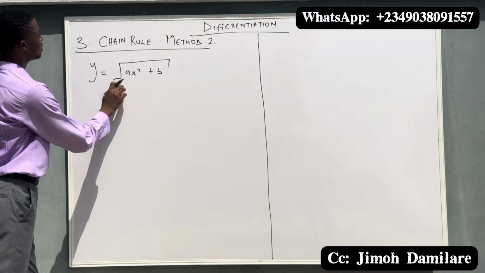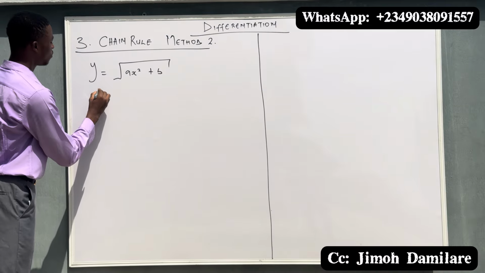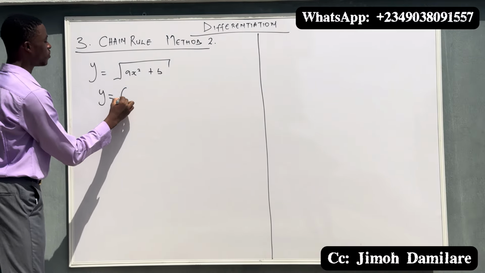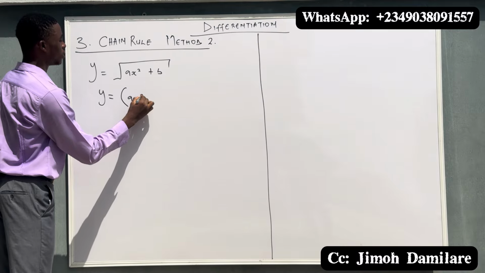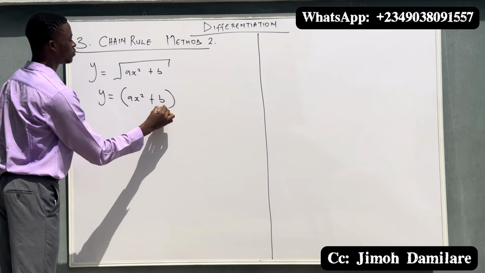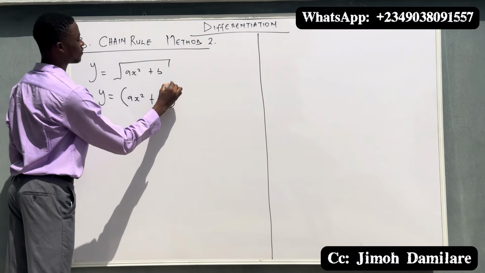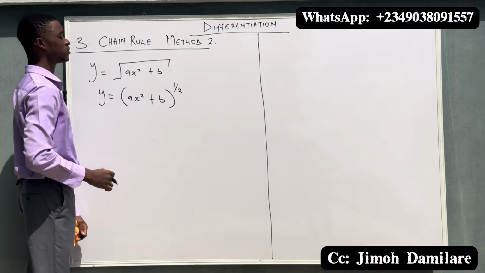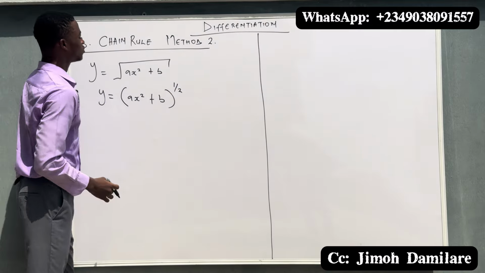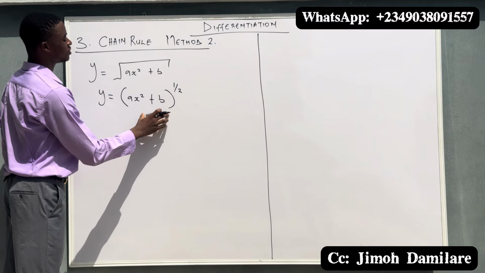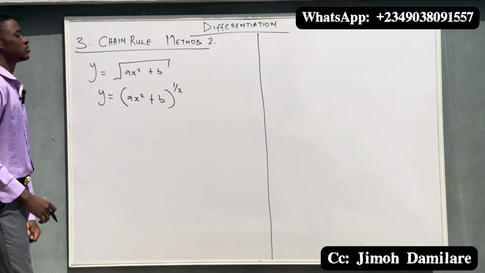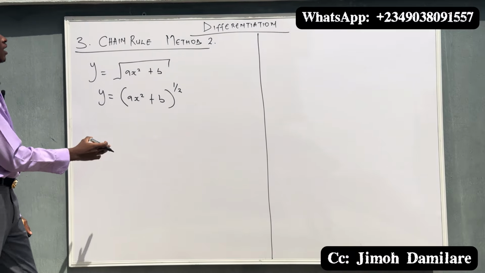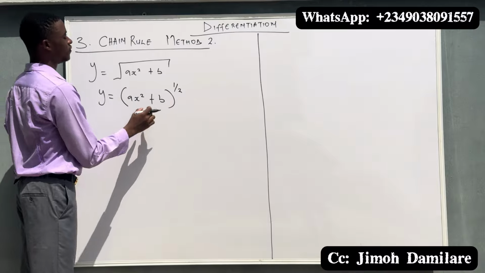So we can express this in indices by saying y is equal to open bracket ax squared plus b raised to power what? You can see square root is what? Half. So remember, square root can be expressed as half. So this is what we have if we express this in terms of indices. Now we can apply our chain rule method of differentiation.